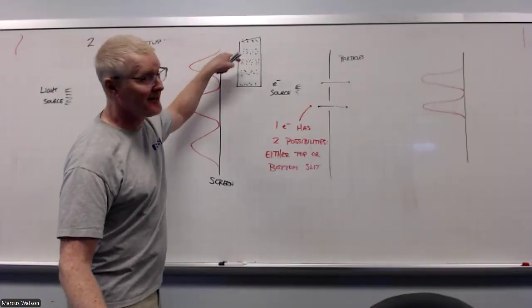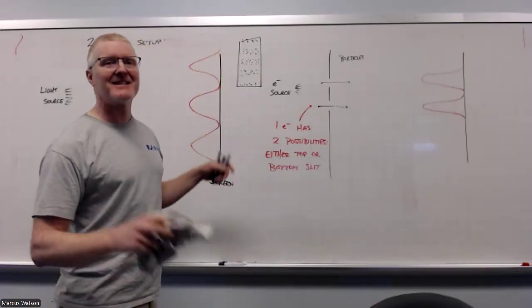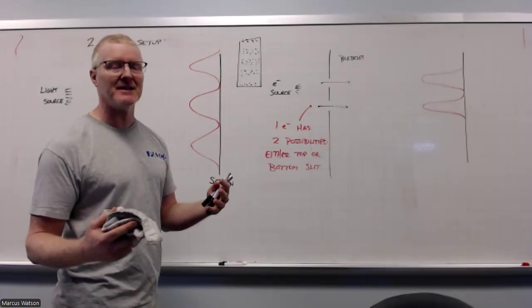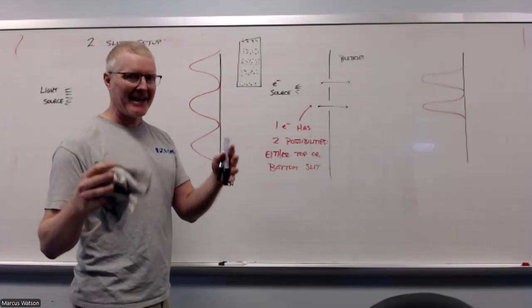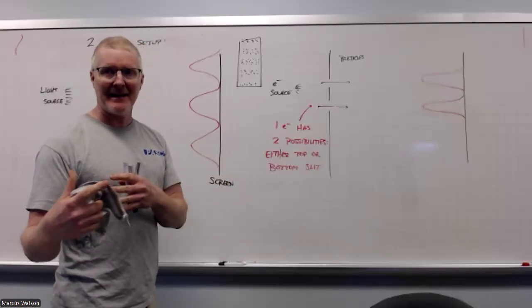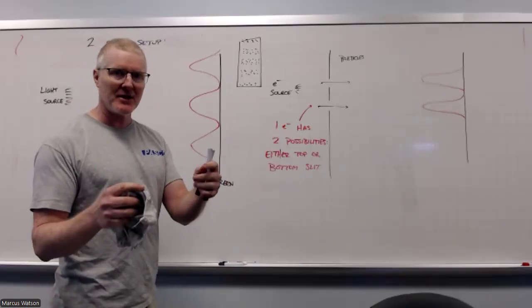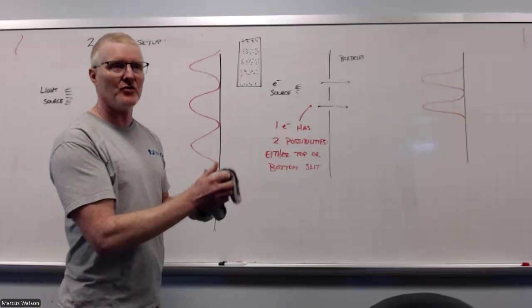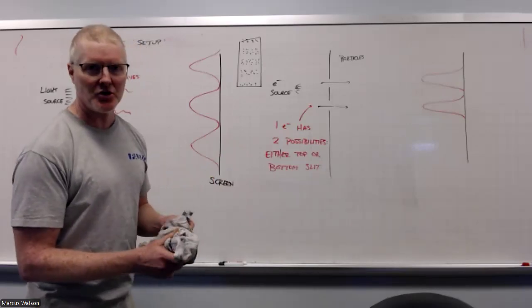No photons land here, no photons land here. It's the same exact behavior. So this is giving us the idea that quantum mechanical objects, such as light and electrons and things that are small like that, all behave this way. And it's very strange, all right?